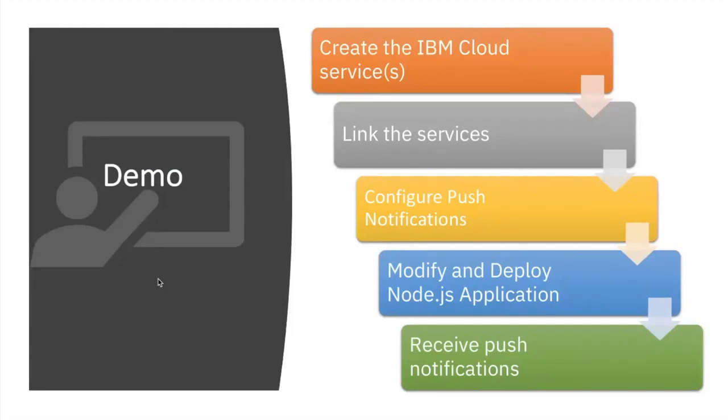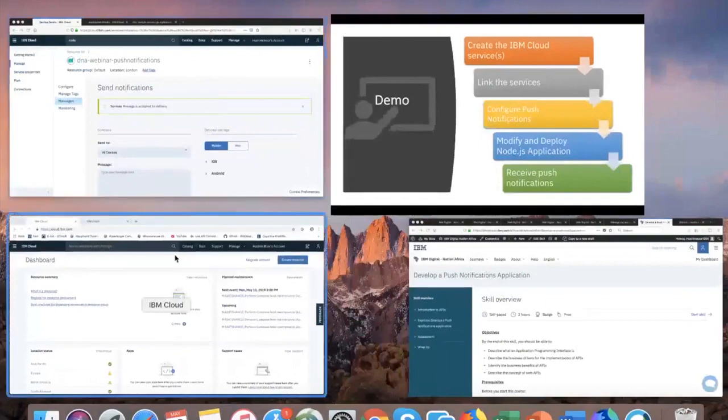We'll link the two services, the push notifications and the API, together. We'll configure the push notification service, and then we will modify and deploy the Node.js service on IBM Cloud, and then lastly we'll be able to receive the push notifications on the web application. Now, I understand if this seems like a lot to handle, but bear with me, and I'm sure by the end of the webinar you'll be able to grasp these concepts clearly. So let us move on to the demo now.